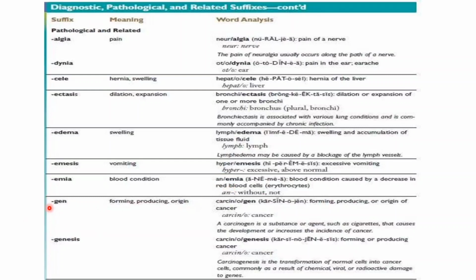Another one is gen. Gen means forming, producing or origin. The word analysis for the suffix gen is carcinogen. That means forming or producing or origin of cancer. Over here carcino means it is related to cancer. Another suffix which is used for forming, producing or origin is genesis. And the word analysis for genesis is carcinogenesis.